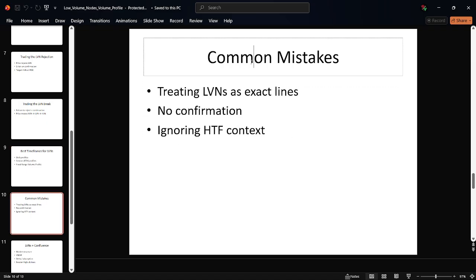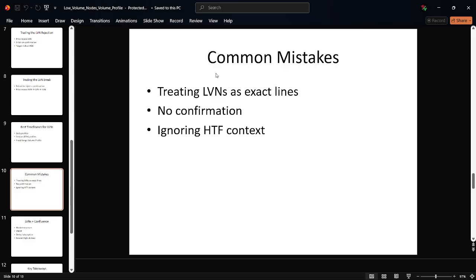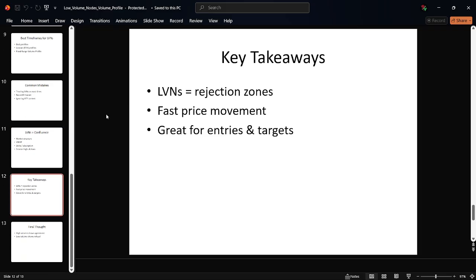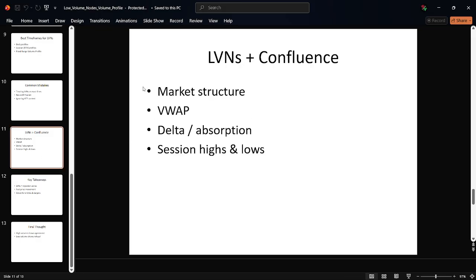Okay, so common mistakes: treating LVNs as exact lines, no confirmation, and ignoring higher time frame context. I'm going to show you guys this on the actual chart instead of going over it right now. Okay, so LVN plus confluences. I use it specifically with session highs and lows, value area high and low, point of control, and I also use previous day high and previous day low.